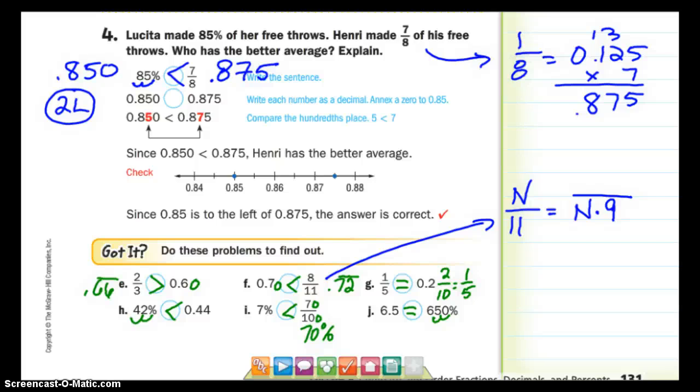1/5 is equal to 0.2. 42% is the same thing as saying 0.42 or 4200. That's less than 0.44 or 4400. And then 7% is less than 70%. And then J, 6.5 is the same thing as saying 650%.